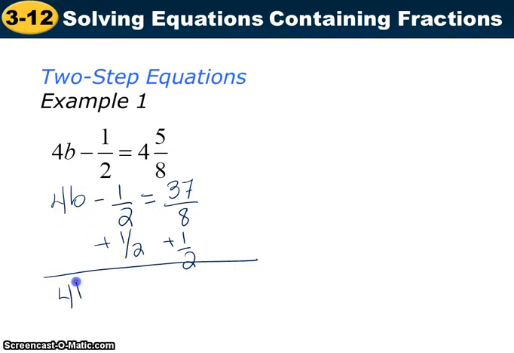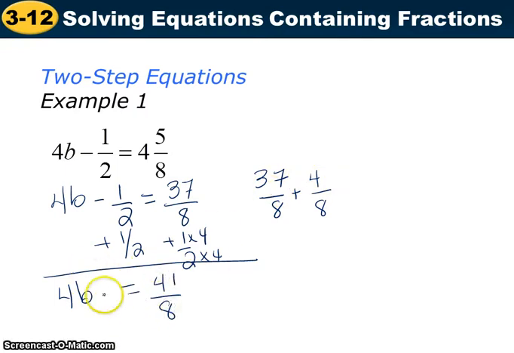Bring down 4b. Now we need to remember that when we are adding fractions, they must have the same denominator. So can I turn 2 into 8? Yes. So how? By multiplying by 4. Great. So this will become 37 over 8 plus 4 eighths. And now we can go ahead and add them to get 41 over 8.